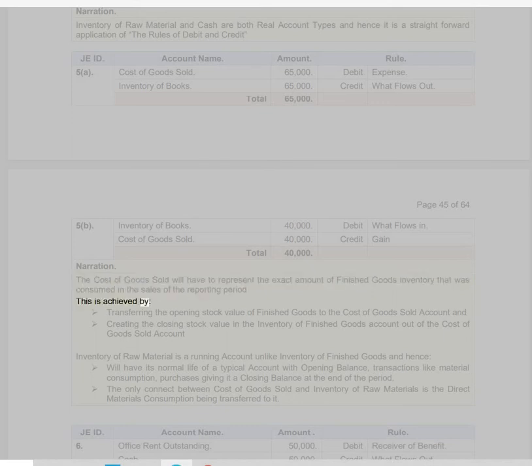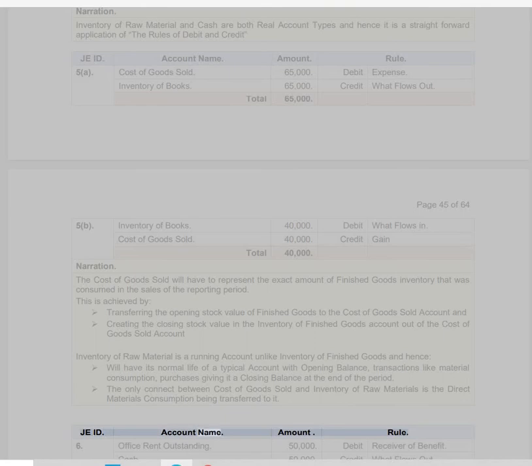This is achieved by transferring the opening stock value of finished goods to the cost of goods sold account, and creating the closing stock value in the inventory of finished goods account out of the cost of goods sold account. Inventory of raw material is a running account unlike inventory of finished goods and hence, will have its normal life of a typical account with opening balance, transactions like material consumption, purchases giving it a closing balance at the end of the period. The only connect between cost of goods sold and inventory of raw materials is the direct materials consumption being transferred to it.